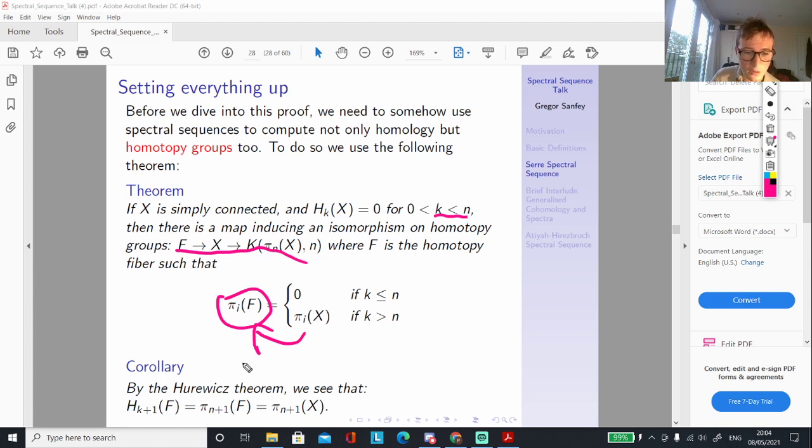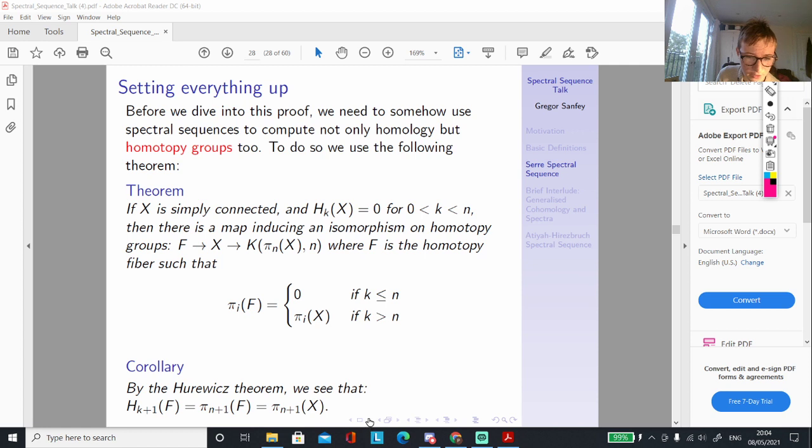And by the Hurewicz theorem, well, okay, F is n connected, and so, sorry, this should be an n, not a k. It's n connected, so its (n+1)th homology group is going to coincide with its (n+1)th homotopy group. But then, because n+1 is bigger than n, this is going to coincide with the (n+1)th homotopy group of X. So, that's good. That's really good. This is a really convenient way to set up everything which we're going to do for now.